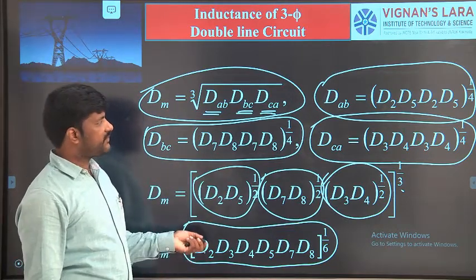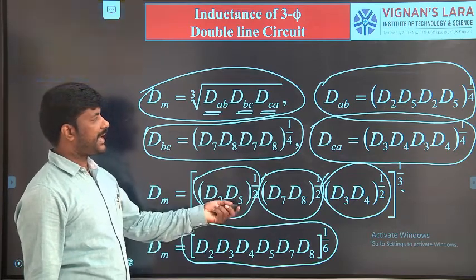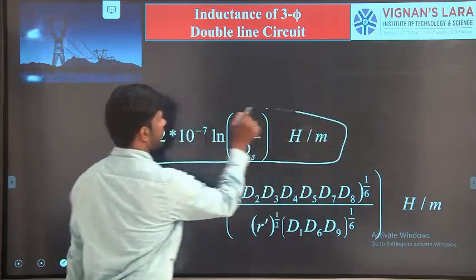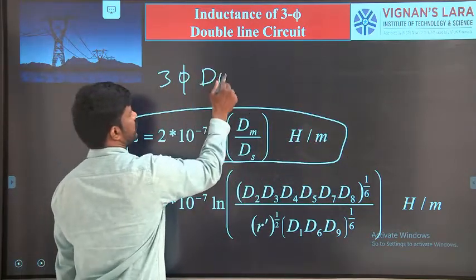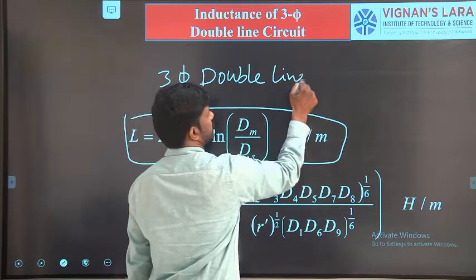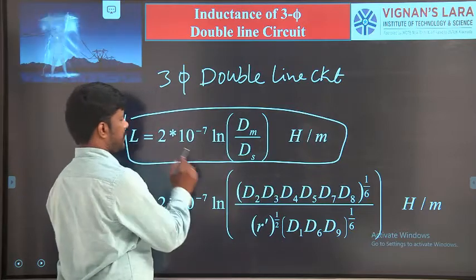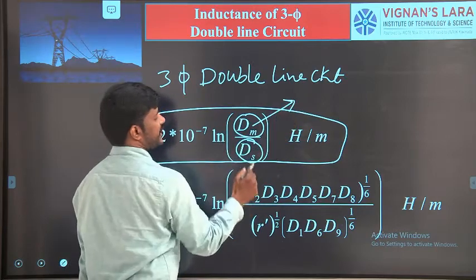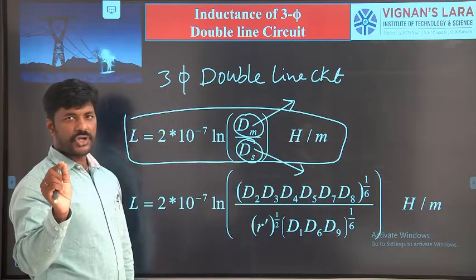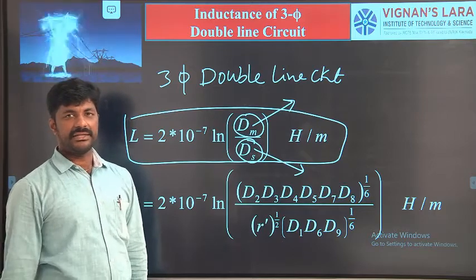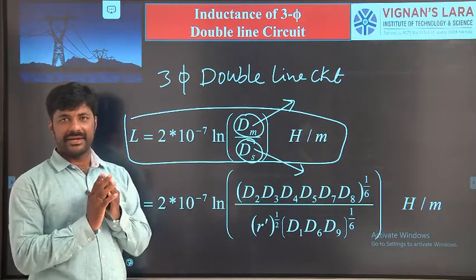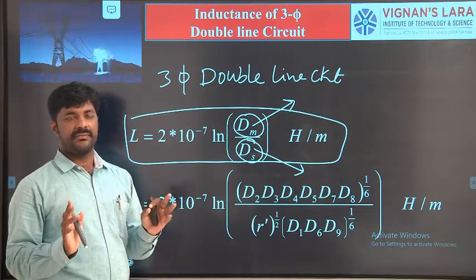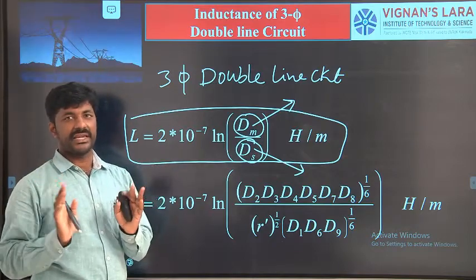Once the mutual GMD and self GMDs are obtained, then you can estimate the overall inductance of a 3-phase double line circuit, which is important. What is its value? 2 into 10 power minus 7 ln of Dm by Ds. So far we struggled to get the values of Dm and Ds. Simple geometric mathematics. Nothing more than that. You are not calculating integrations, calculus, differentiations, etc. Simple mathematics. What are the spacings between the phases? Logically we are doing this.